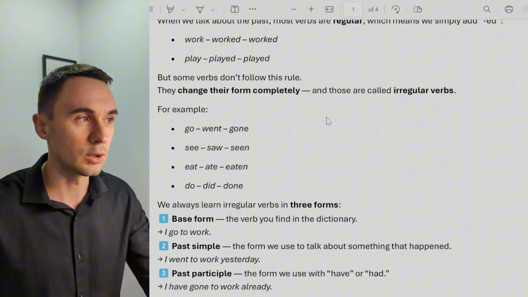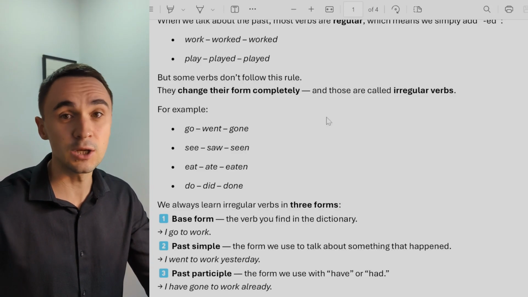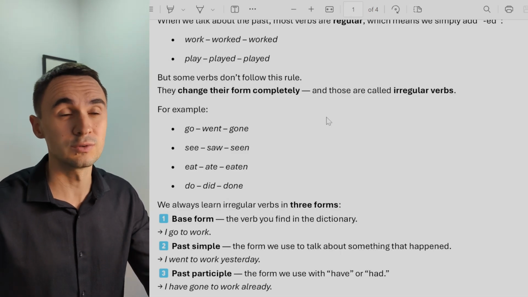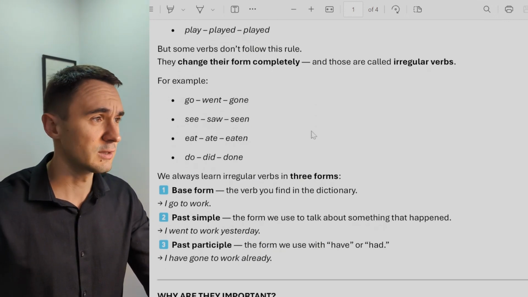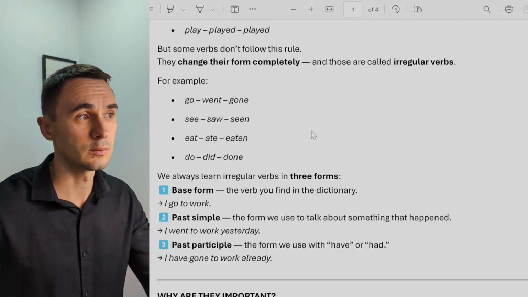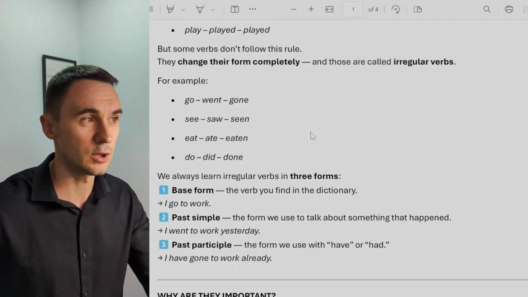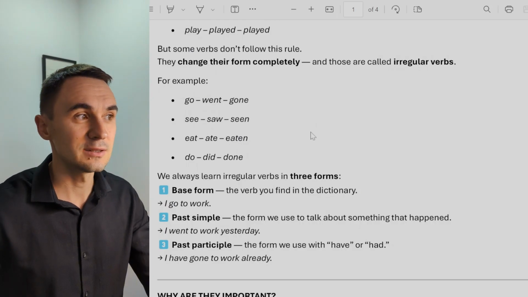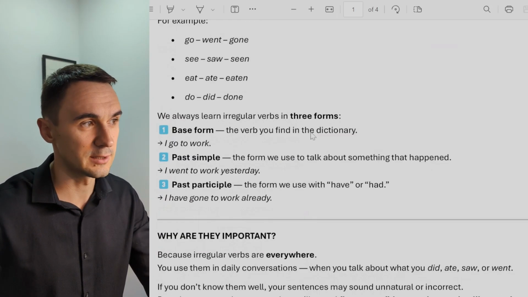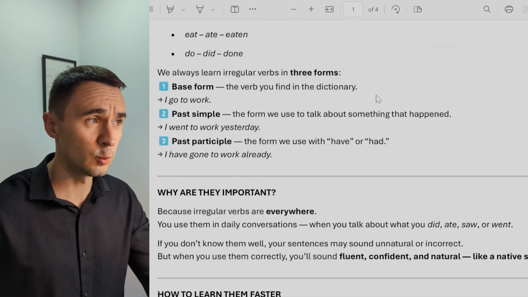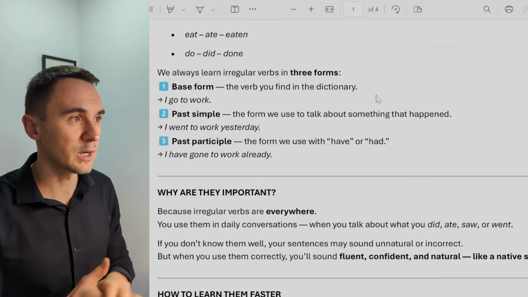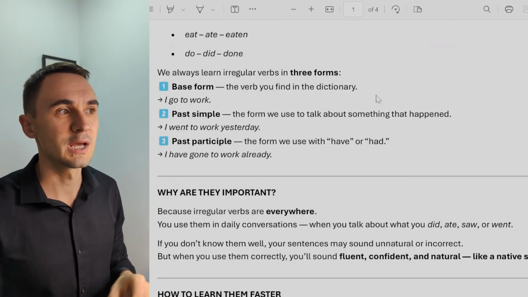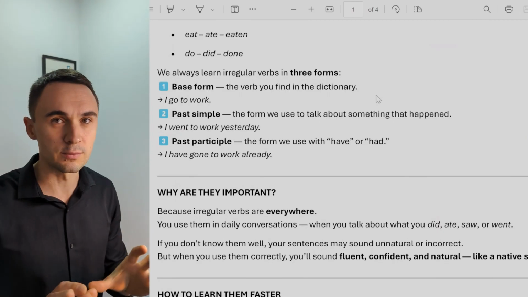For example, go, went, gone. We can't say goed. There's no such thing as goed. We have to look into the table and find these three forms of these irregular verbs. So let's review a few examples. Go, went, gone. See, saw, seen. Eat, ate, eaten. Do, did, done. Okay? Now, we always learn irregular verbs in these three forms. You've probably seen that everywhere you see these verbs, they all go in these three forms, okay?